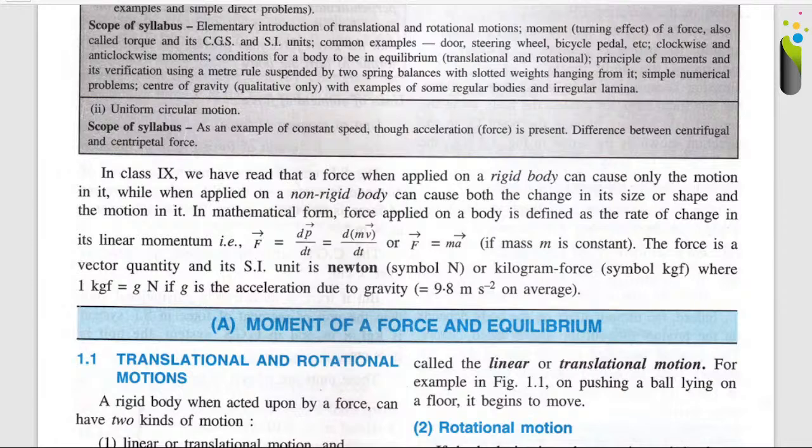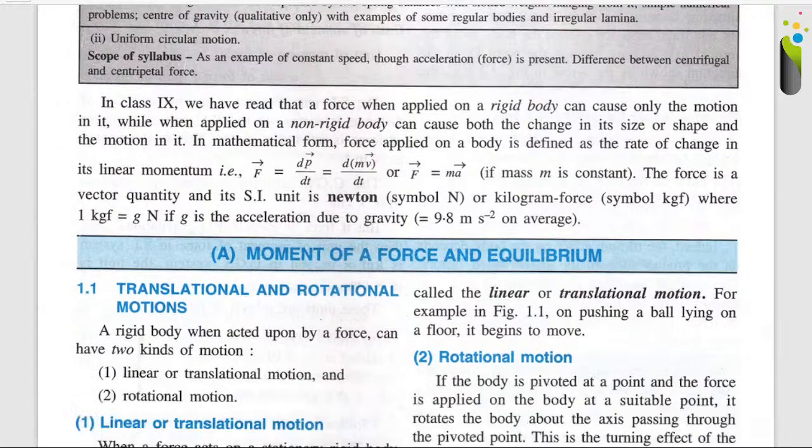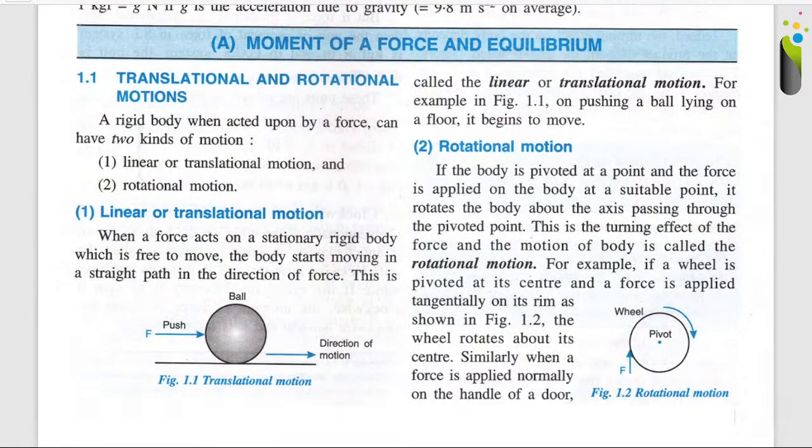The force is a vector quantity and its SI unit is Newton, symbol being N, or kilogram force. The symbol is kgf, where 1 kgf is equal to g newton, if g is the acceleration due to gravity, that is equal to 9.8 meter per second square on average. Now, let's start reading the first one, moment of a force and equilibrium. 1.1, translational and rotational motions.